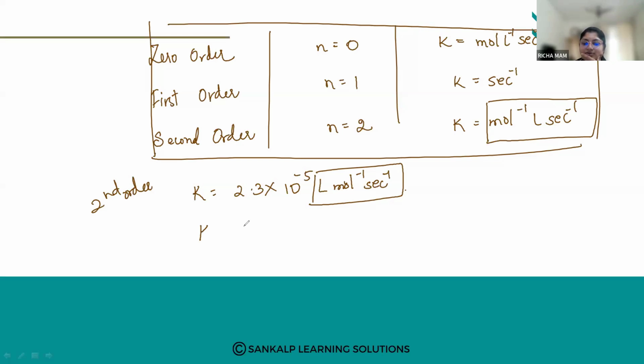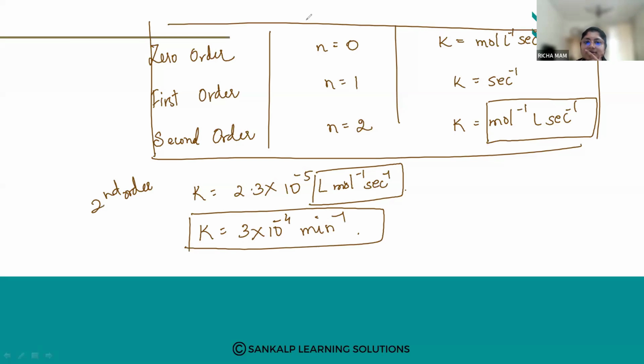If they give you K equals 3 times 10 raised to minus 4 per minute, what is the order of this reaction? It is a first order reaction, very good. So it is a first order reaction.